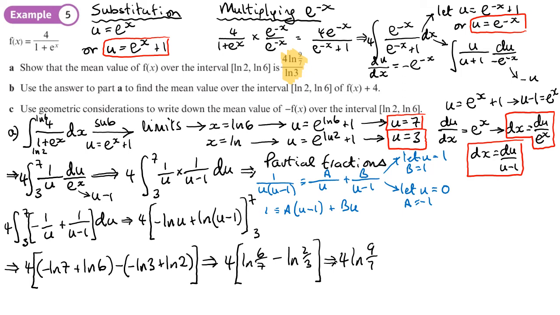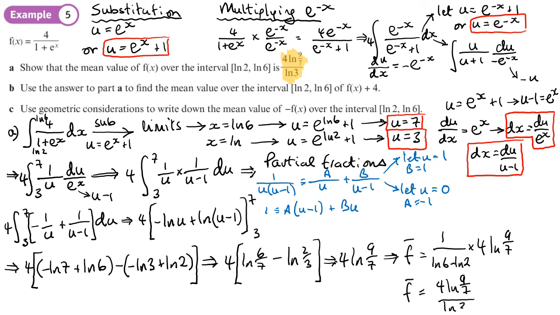Now, we need to work out what the mean value of the function is. So that's going to be 1 over b minus a, so 1 over log 6 minus log 2 times 4 log 9 over 7. Now this bit here, log 6 minus log 2 is the same as log 6 divided by 2, which is log 3. So we're basically dividing by log 3. So the mean value is going to be 4 log 9 over 7 divided by log 3 as required. So that's going to be our answer for the first bit of the question.